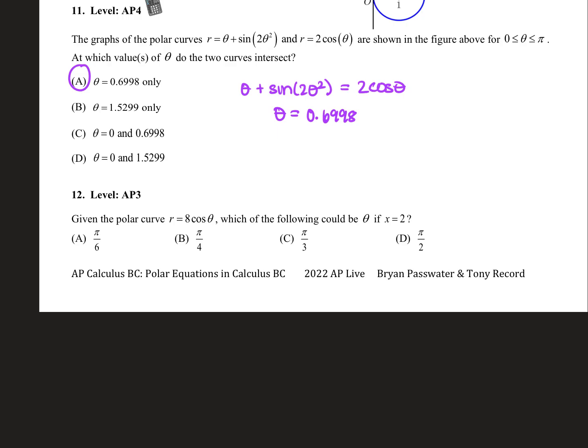Given the polar curve, which of the following could be theta if x is equal to 2? So remember, x is equal to r cosine theta. So x is equal to 2, which is 8 cosine theta times cosine theta, so cosine squared, which tells us that cosine squared theta is equal to 1/4, which tells us cosine theta is equal to plus or minus 1/2. So cosine is 1/2 at pi over 3. So it would be pi over 3 and all of its friends.